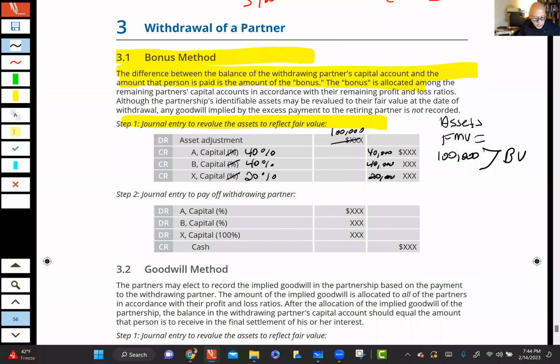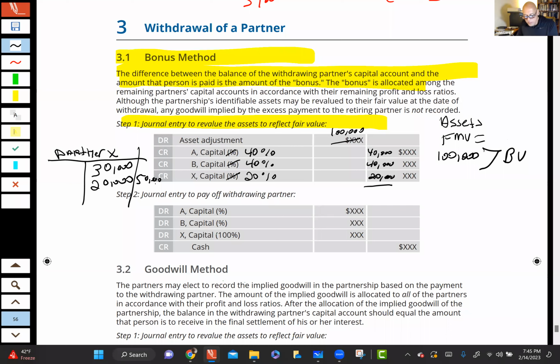Now, in this problem, I'm saying that partner X started with 30,000. Again, a number I made up. But then we just credited them for 20, didn't we? So that means the balance here now is what, 50,000 for partner X?